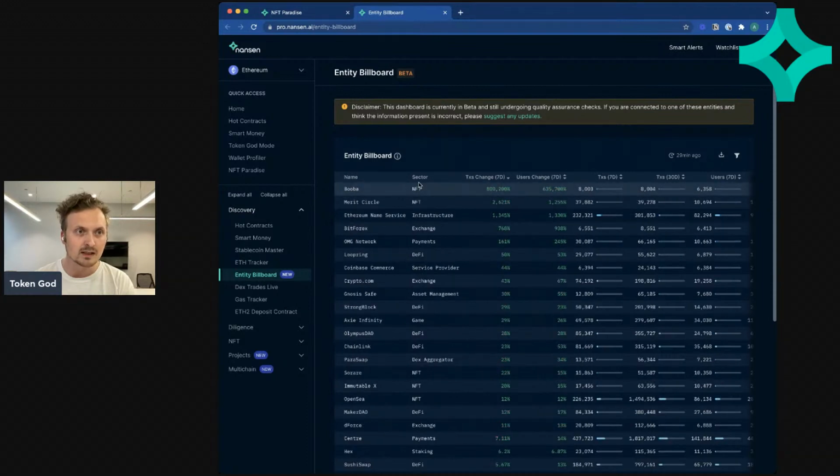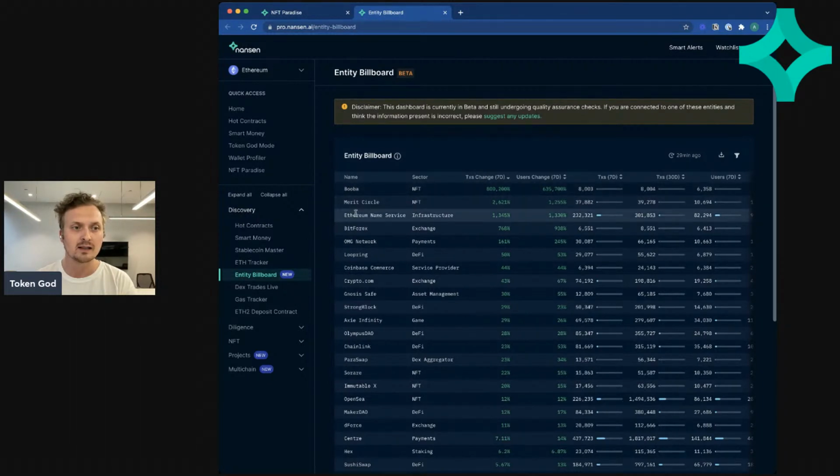So yeah, that's what you can see in the entity billboard. Eventually, you will be able to click on these different entities and you will be able to get an entity profiler, which can give you information about the entity across all their addresses. So I'm personally quite looking forward to that when we roll it out.